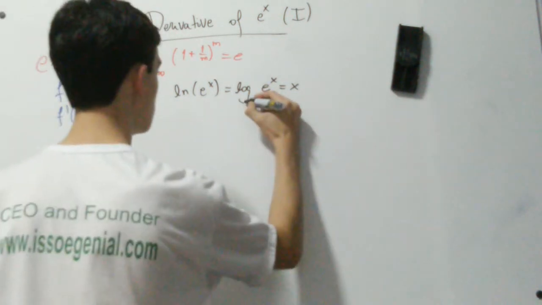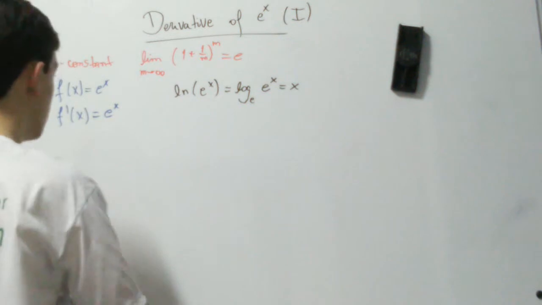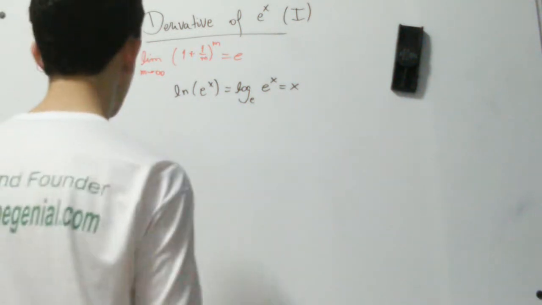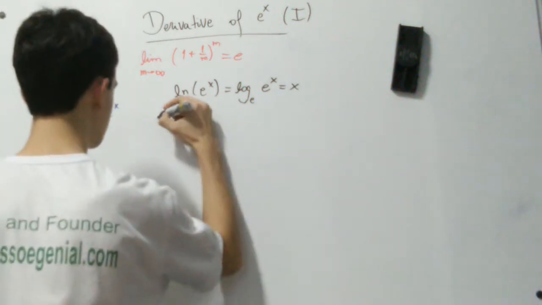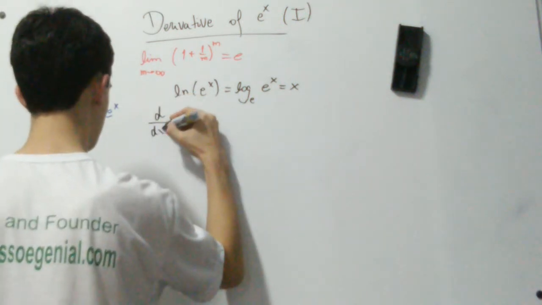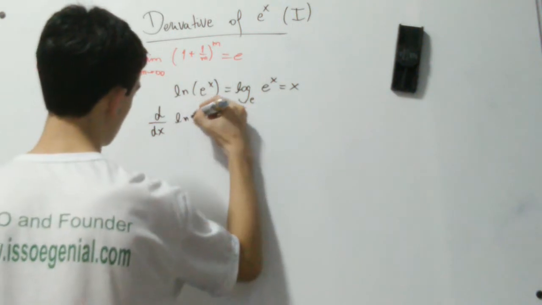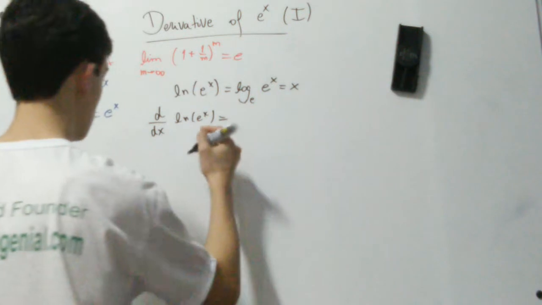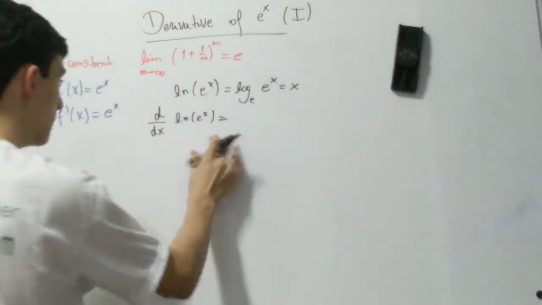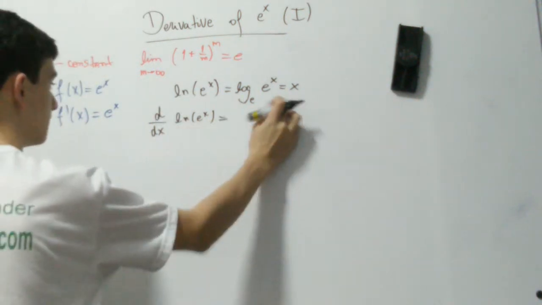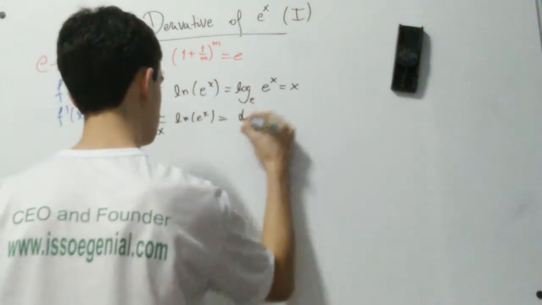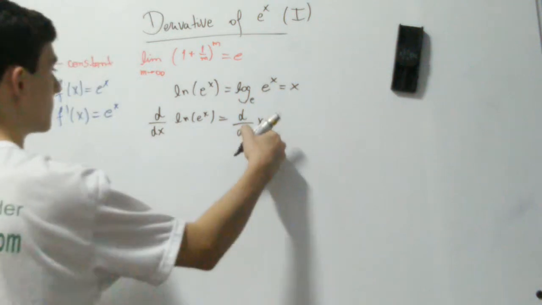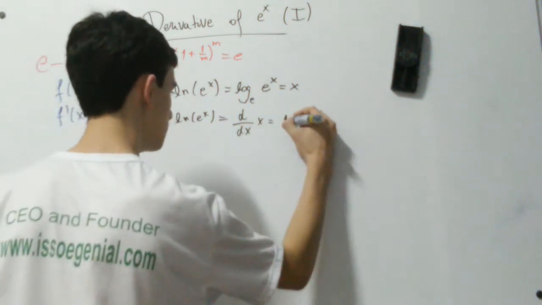So we're going to take the derivative of this function, and we're going to use this to prove the derivative of e to the x. So we want to know the derivative with respect to x of natural log of e to the x. And as we saw here, this is equal to x. So this is the same thing as writing d/dx of x, the derivative of x. And you know that this is equal to 1.